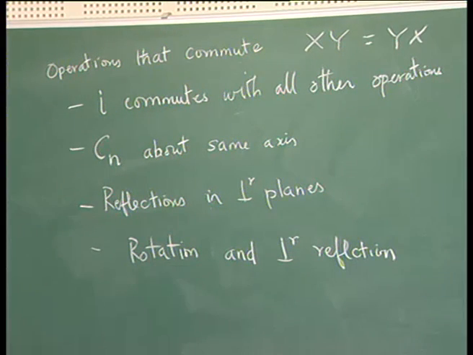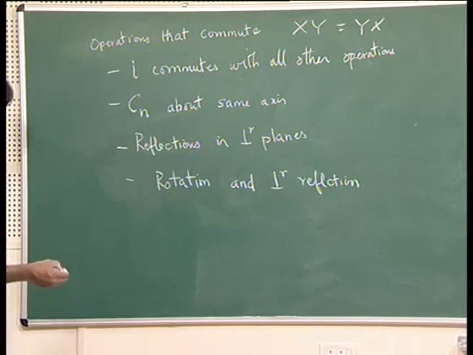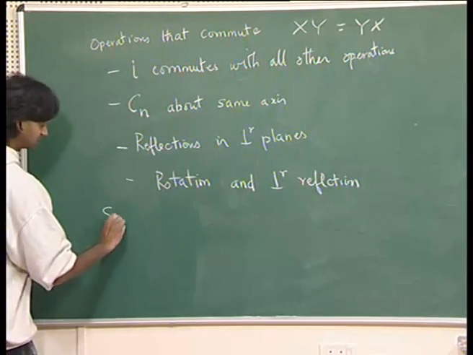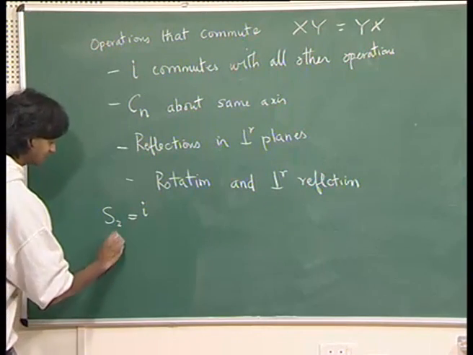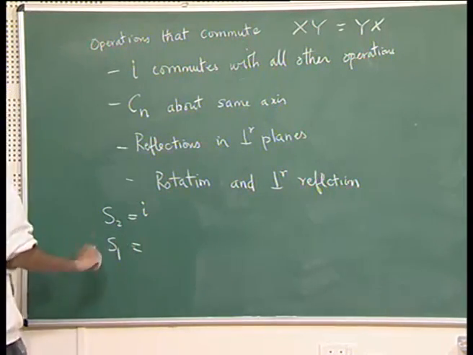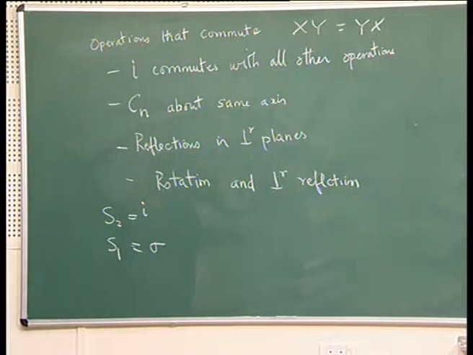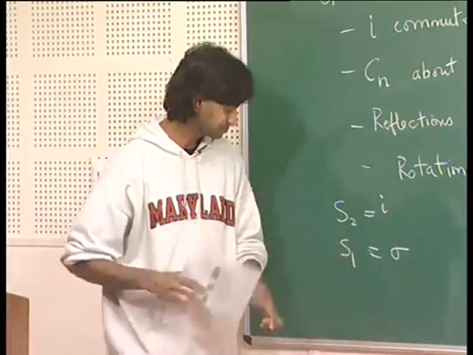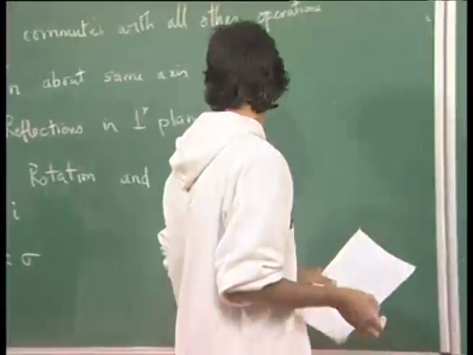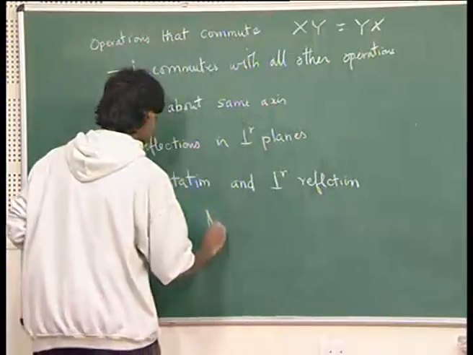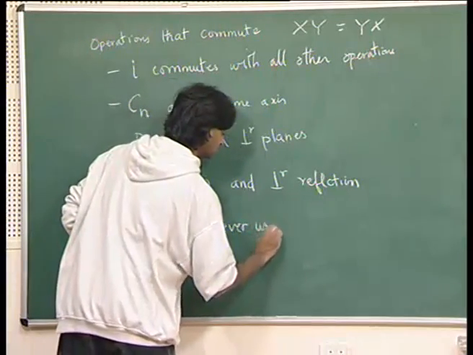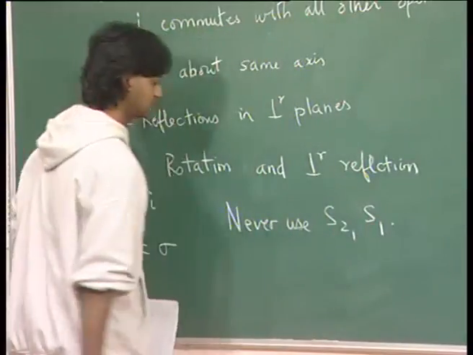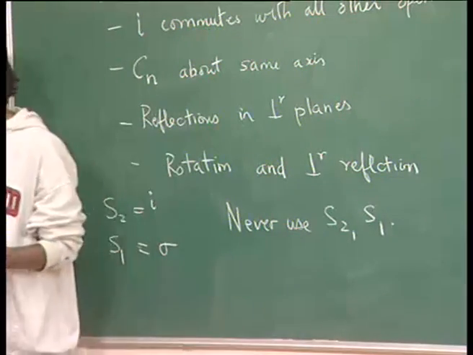Okay. A few other things I want to mention is that we saw that S2 is equal to I. Similarly, S1, what is S1? S1 is just sigma. So these two are identically equal to other symmetry operations, so you never actually use S1 and S2, because S2 is just I and S1 is just sigma.